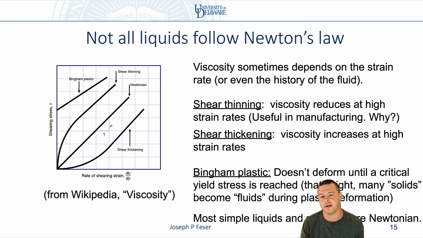And then there's another type of non-Newtonian fluid that you've already come across, called a Bingham plastic. A Bingham plastic is one that doesn't really deform at all, so it doesn't really have a viscosity until you reach a yield stress. At that point, it starts to flow and has some finite viscosity. And you've come across that, I said, because that's actually what solids do.